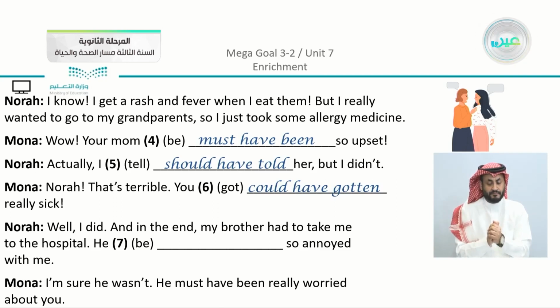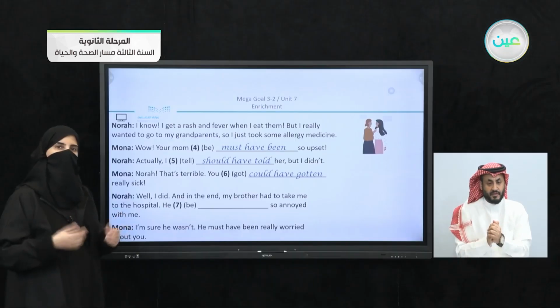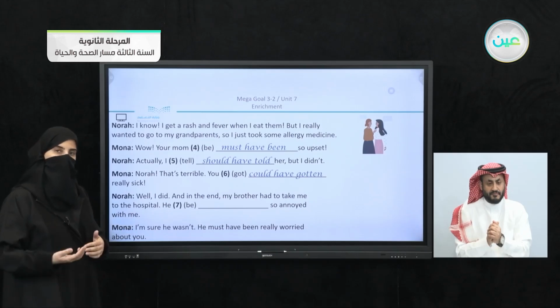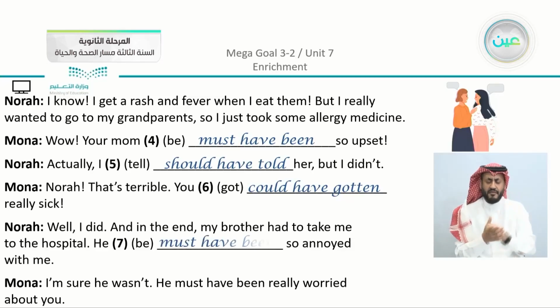He must have been so annoyed with me. So she is just expecting this, or she may just have assumed it. So here we're going to say that he must have been so annoyed with me. And Muna replies, I'm sure he wasn't. He must have been really worried about you.